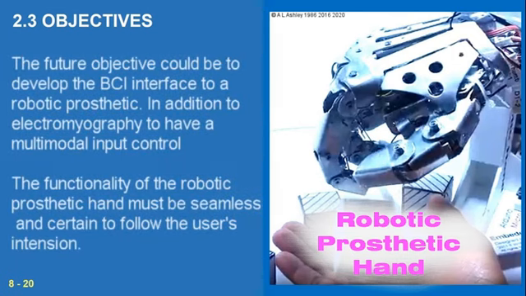The future objective could be to develop the BCI interface to a robotic prosthetic hand, in addition to electromyography, to have a multimodal input control. The functionality of the robotic prosthetic hand must be seamless and certain to follow the user's intention.